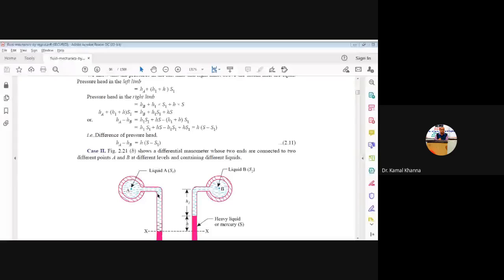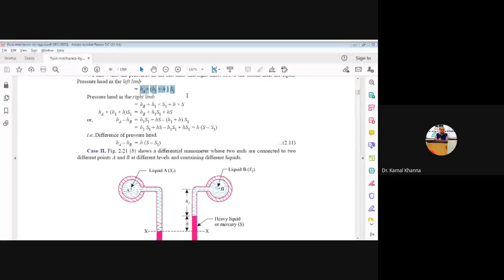So this is H1 plus H. So that height from A to X will become H1 plus H into S1. This is the highlighted equation you can see: HA plus H1 plus H into S1. S1 is the specific gravity of the first liquid.